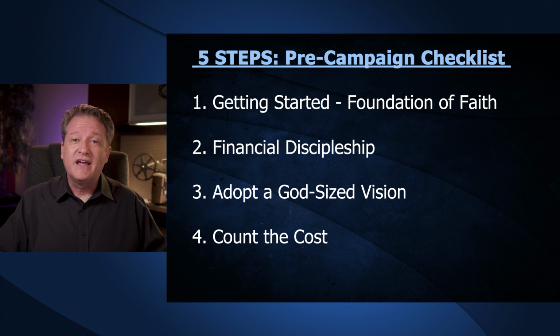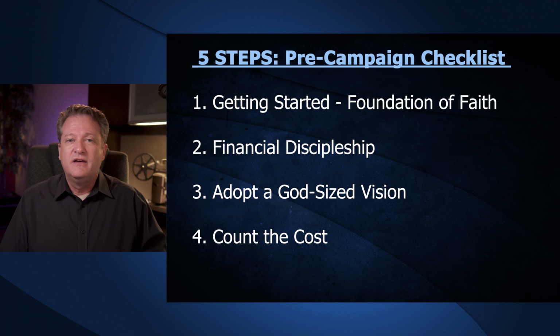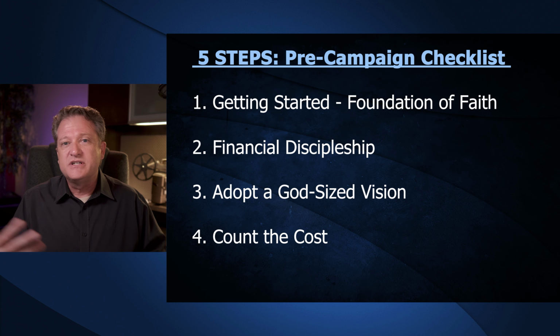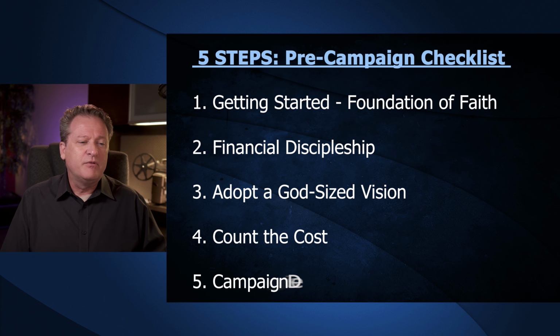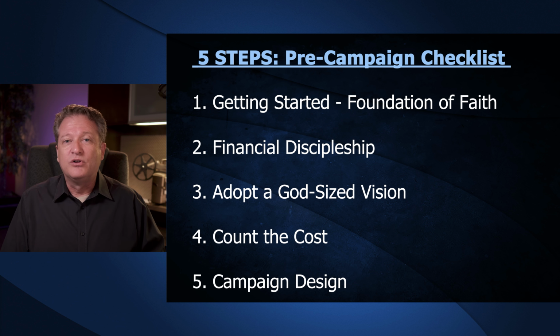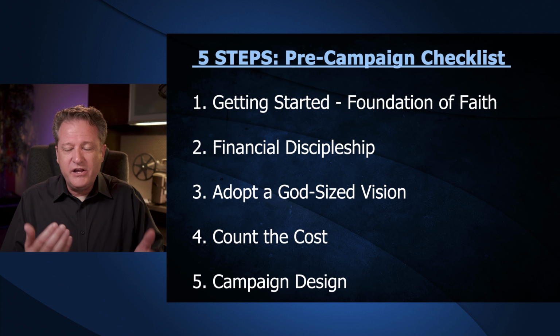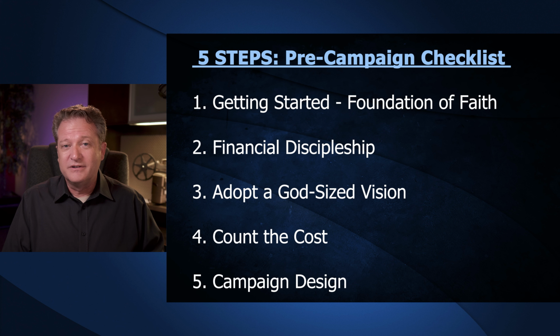Number 4, count the cost. We're going to have to look at the details. We're going to have to roll up our sleeves, get some numbers. We're going to have to consider all the things that it's going to take. Get architects, construction, planning for new employees or ministry objectives, things that it's going to cost to do overseas missions or community missions, things like that. Number 5, campaign design. Pulling together your calendar, rally your people, move forward, raising the maximum funds that you can for your church.